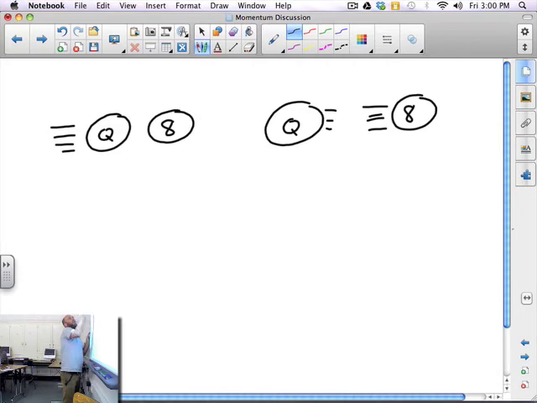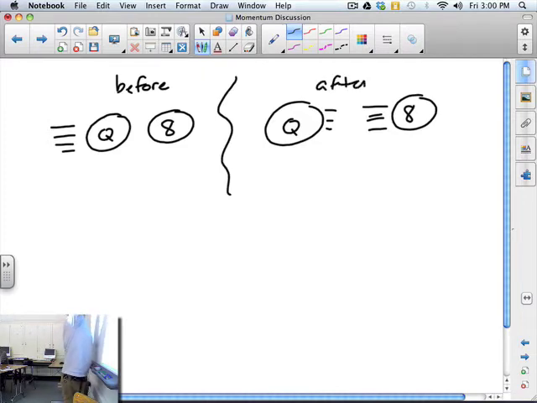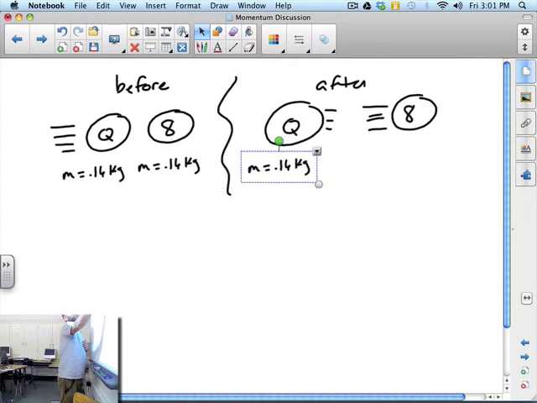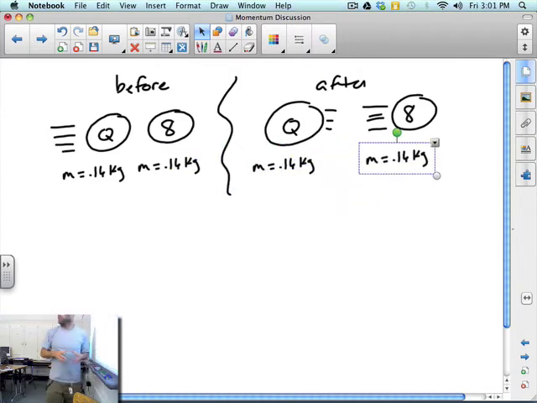And I'll give you the mass of everything. So this is my before and after. Is everybody good? So that's before, that's after. Make the mass 0.16 kilograms. Make the mass of everything the same, because they're all the same mass, I believe, in pool. Is everybody good so far? They might be slightly different. I'm not going to worry about it.